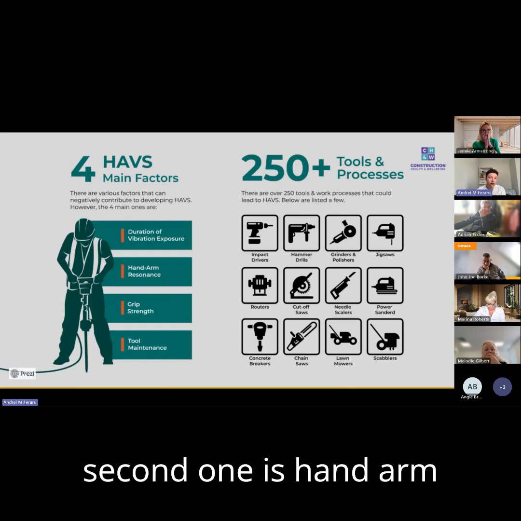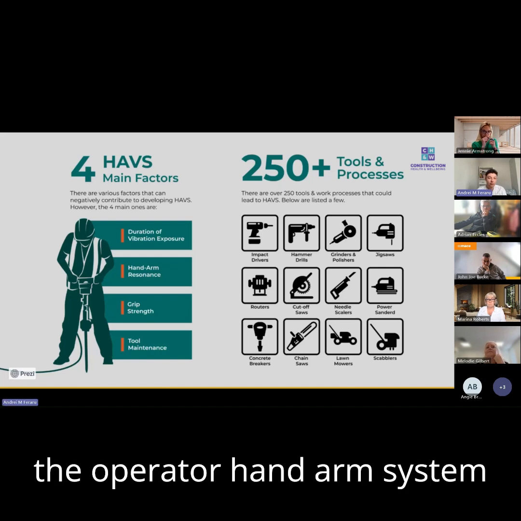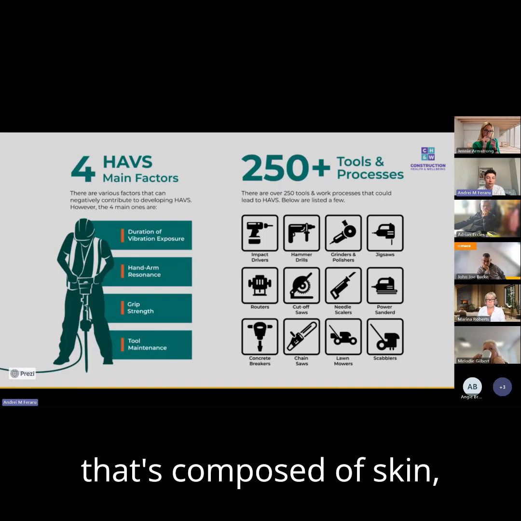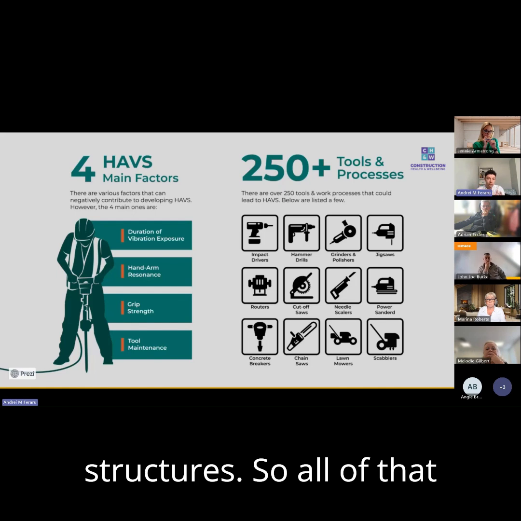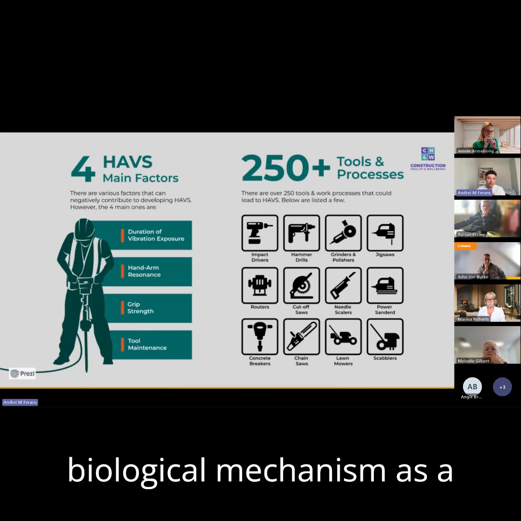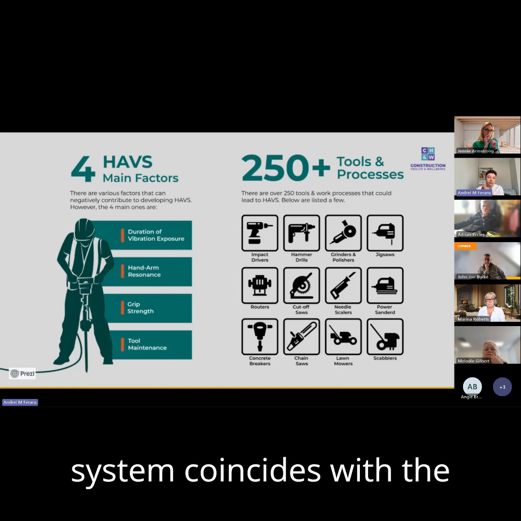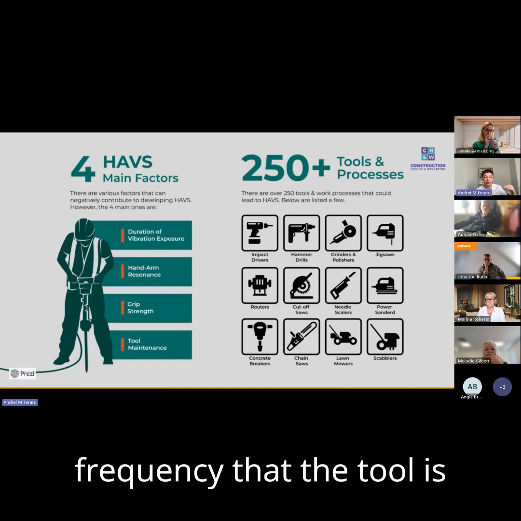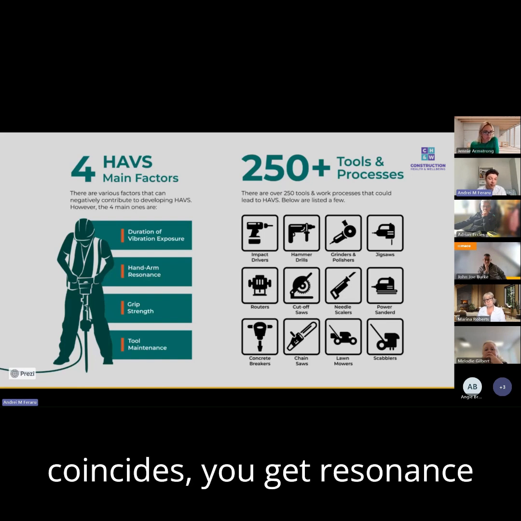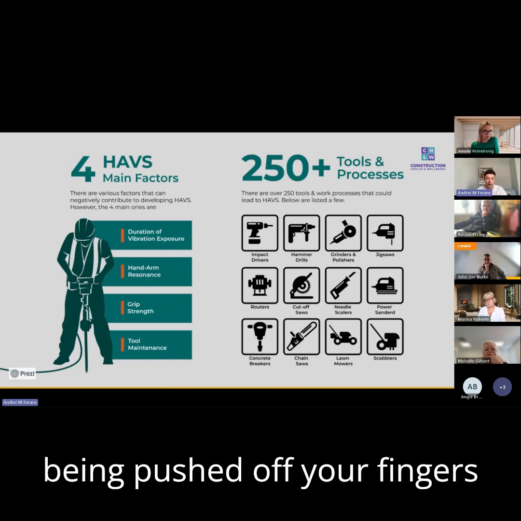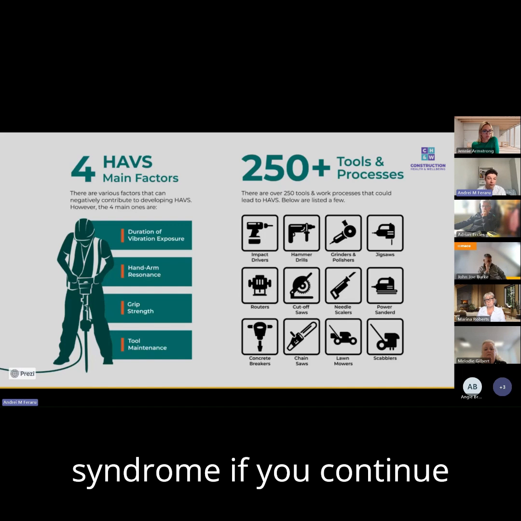The second one is hand-arm resonance. So that means the operator's hand-arm system that's composed of skin, muscles, bones, and vascular structures. All of that biological mechanism as a coupled system resonates. The natural frequency of that system coincides with the frequency that the tool is exhibiting. So when those two coincide, you get resonance, and that's when blood is being pushed out of your fingers, and you essentially end up with hand-arm vibration syndrome if you continue working that way.